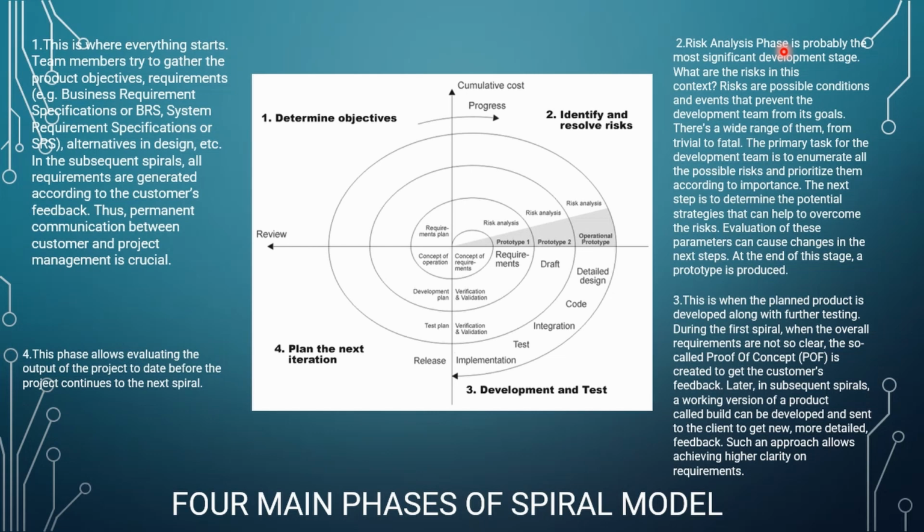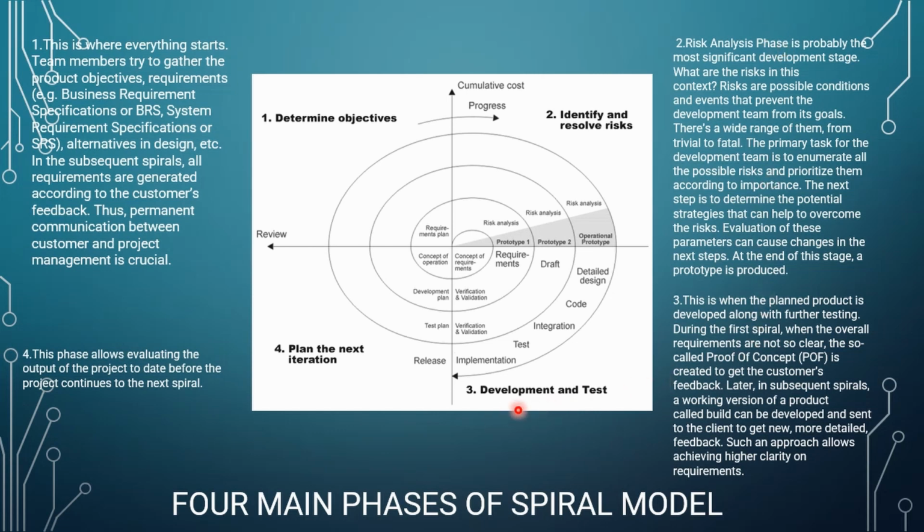The primary task for the development team is to enumerate all the possible risks and prioritize them according to importance. The next step is to determine the potential strategies that can help to overcome the risks. Evaluation of these parameters can cause changes in the next step. At the end of this stage, a prototype is produced.